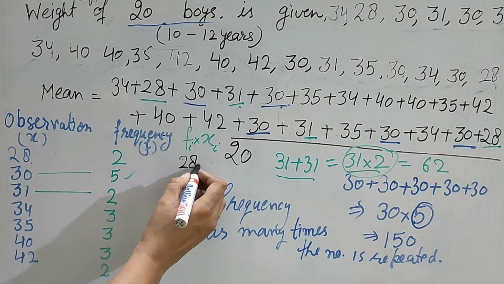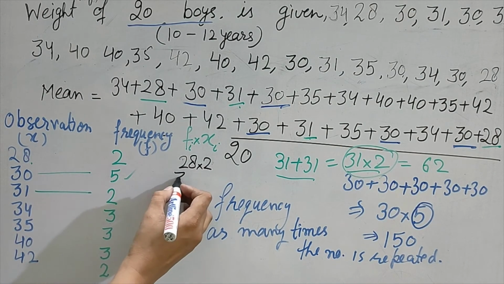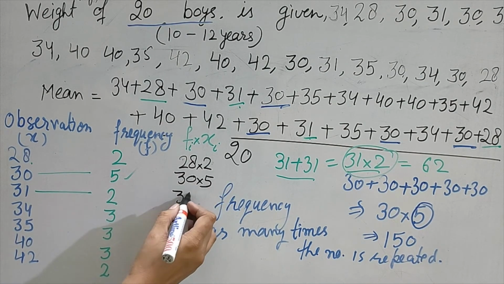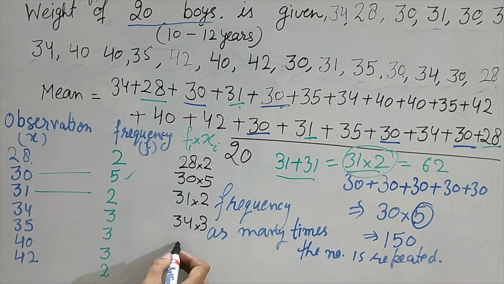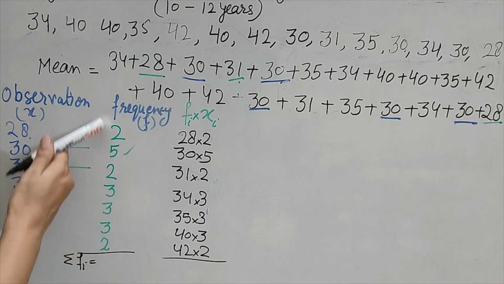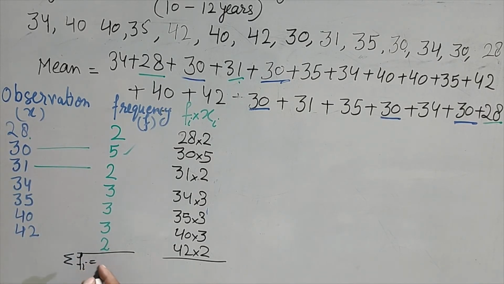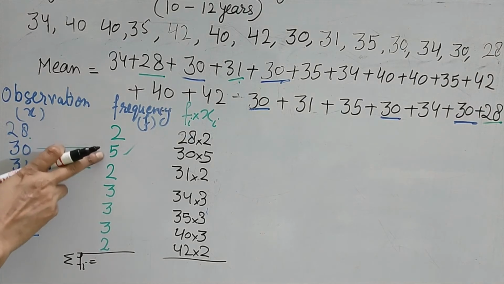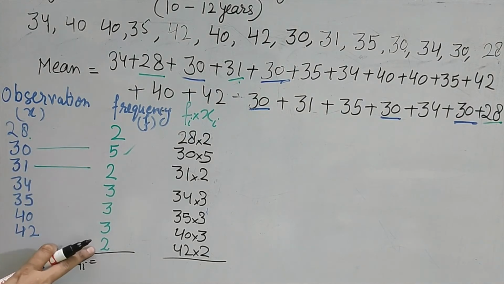So 28 multiplied by 2, then 30 multiplied by 5, in this way 31 by 2, 34 by 3, again 35 by 3, 40 by 3, 42 by 2. So in this way you got all the products. Now in this frequency table, this notation is sigma and it denotes summation, meaning total. So we write sigma fi, that is the sum of all the frequency numbers, which will be equal to the total number of observations. 2 plus 5, 7, 9, 9, 18 and 2, 20.